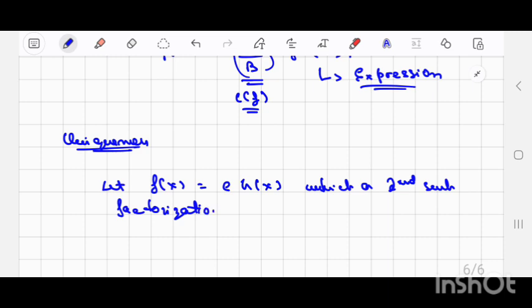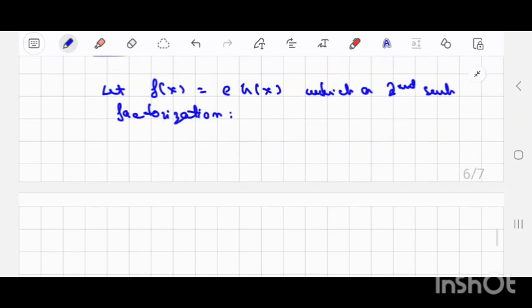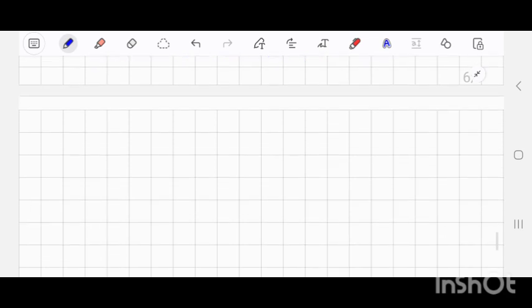Okay, fine. So now observe the following. If I claim that this is the second such factorization, what do I have in hand? This means that my e is a positive rational number, right? And what more do I have? That h of x is primitive. h of x is primitive. Clear? Okay. So therefore, what do I have?